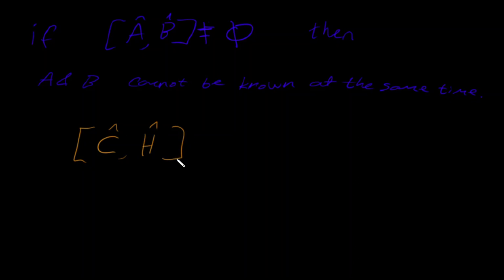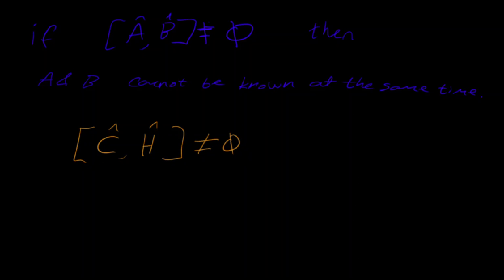their commutator would not be equal to 0. Right? Their commutator would not be equal to 0 because you can't know them at the same time. Right? We showed in the Stern-Gerlach experiment we can't know color and hardness at the same time.